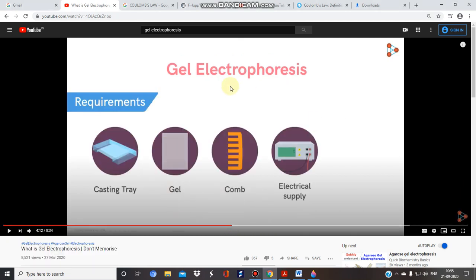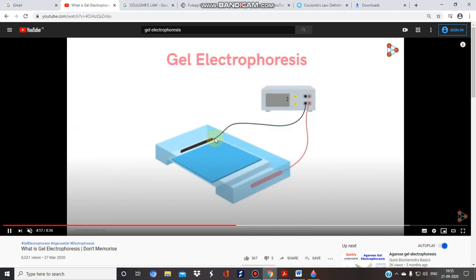These are the different components we require for gel electrophoresis. We need casting trays, gel, comb, electrical supply, of course, and the DNA sample.